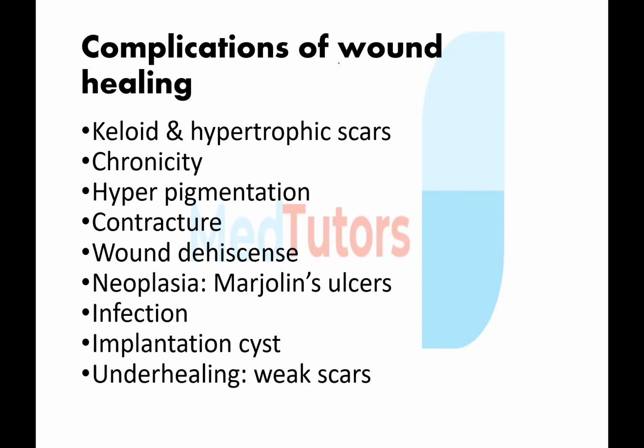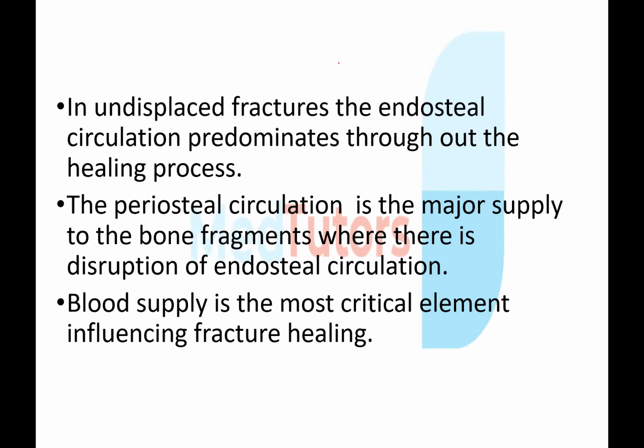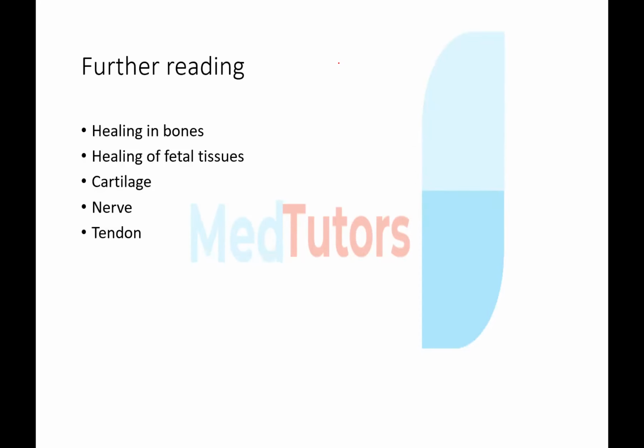Infection: a wound can become infected. If it's a surgical wound, it forms a surgical site infection. There could be implantation cysts, and we have an unhealing wound. Now, your further reading is very important. You read about wound healing in bones, the peculiarities of wound healing in bones, wound healing in fetal tissues, wound healing in cartilage, wound healing in nerves, as well as wound healing in tendon. What you need to know, please, go and read about this.